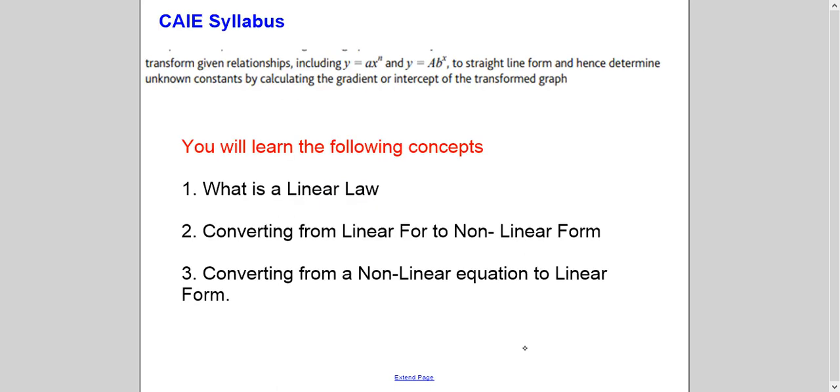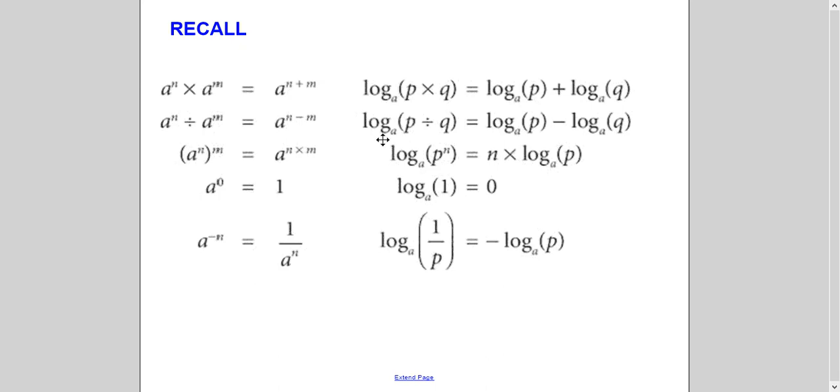So let's begin with linear law. According to the CAIE syllabus, there is one line there, and it covers basically two concepts: converting from linear form to non-linear form, and converting from a non-linear equation to linear form. Now, what is a linear law? We will see in a while. And there are three types of questions which will come around these two concepts, so our focus will be on those.